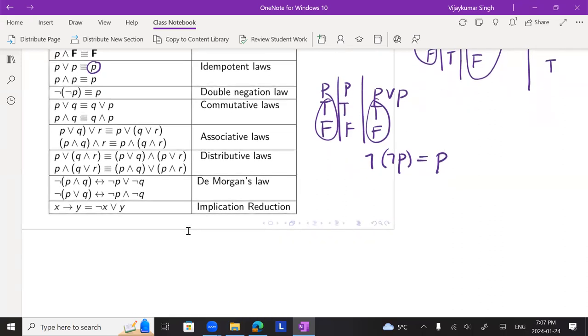Similarly with AND. So we have P or Q is the same as Q or P. These are called commutative laws. Some few things satisfy the commutative laws, not everything satisfies the commutative law. So P or Q is the same as Q or P. Similarly, P and Q is the same as Q and P. So whenever you see P or Q, you can replace it by Q or P. And if you have P and Q, you can replace it by Q and P, depending on the situation.